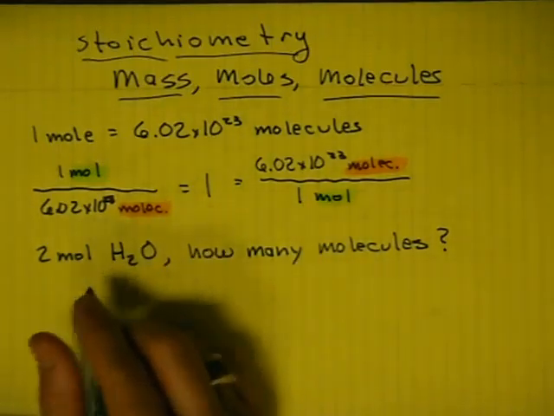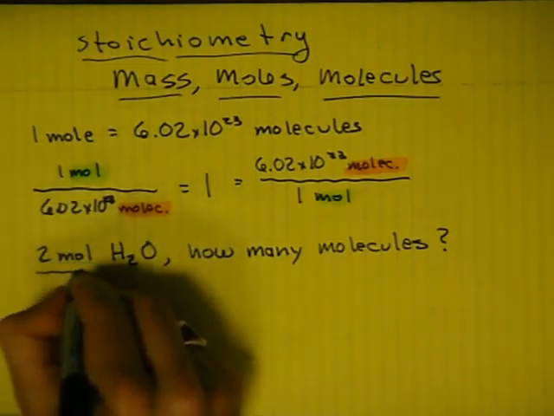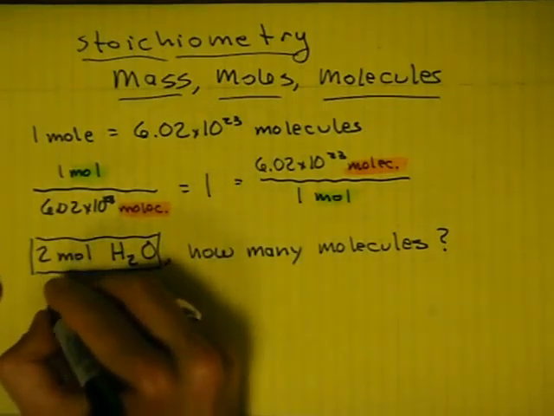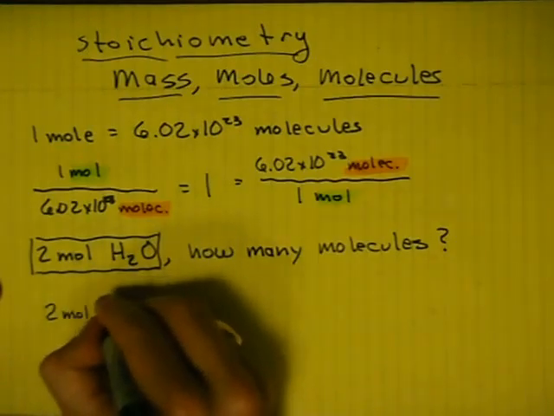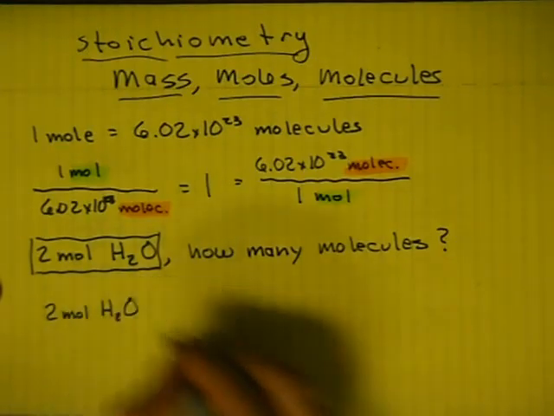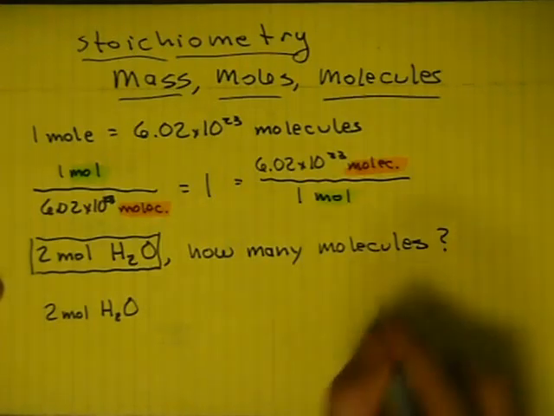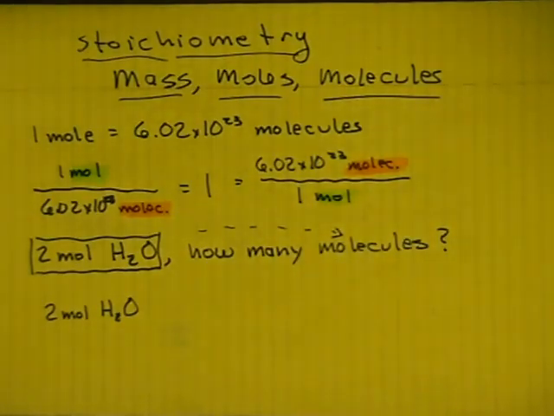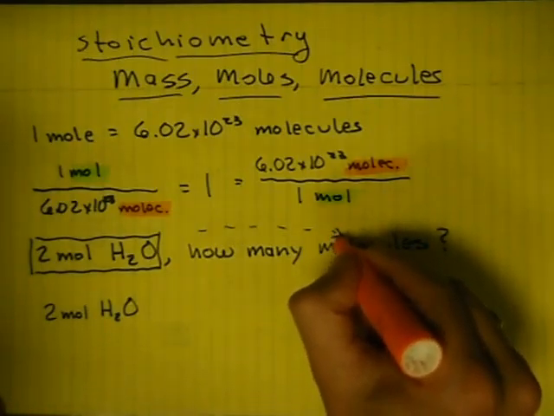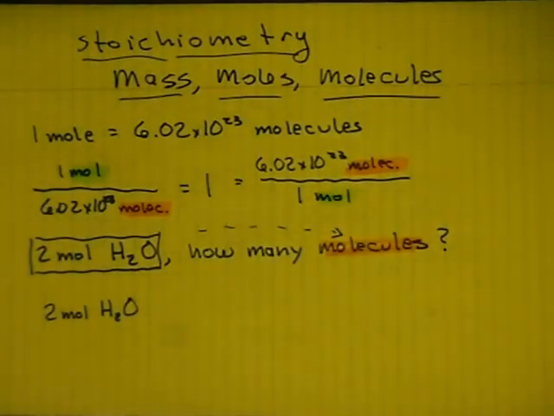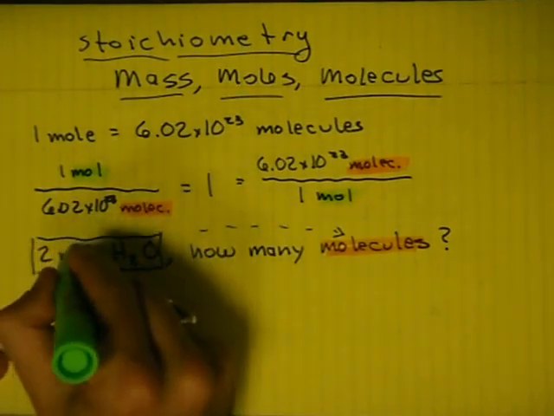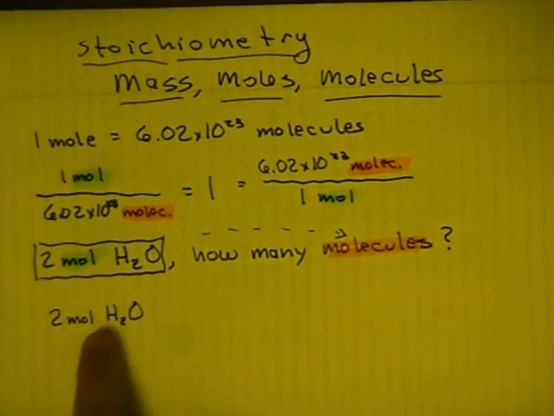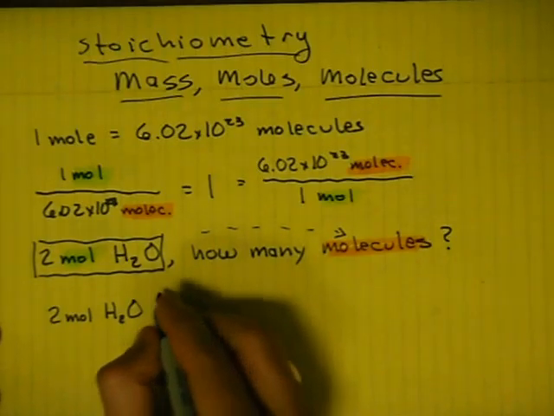So we start with what we know. So in this case, we know that we have 2 moles of water. We can write, and so we know that we're trying to convert to molecules. So we're trying to get to molecules when we start off with moles. So we start off here with what we actually have, 2 moles, and then we're going to just use our conversion.